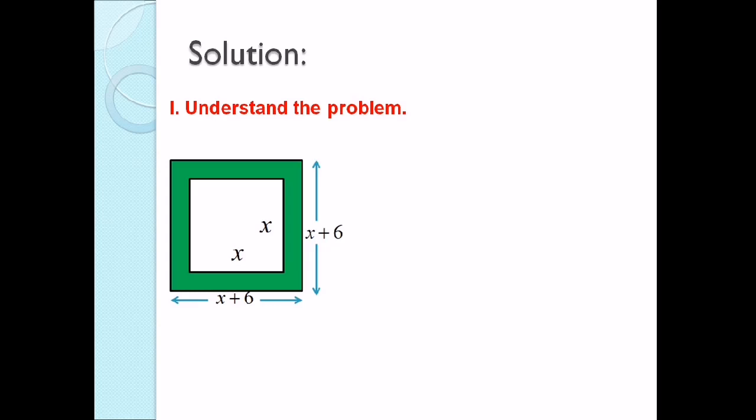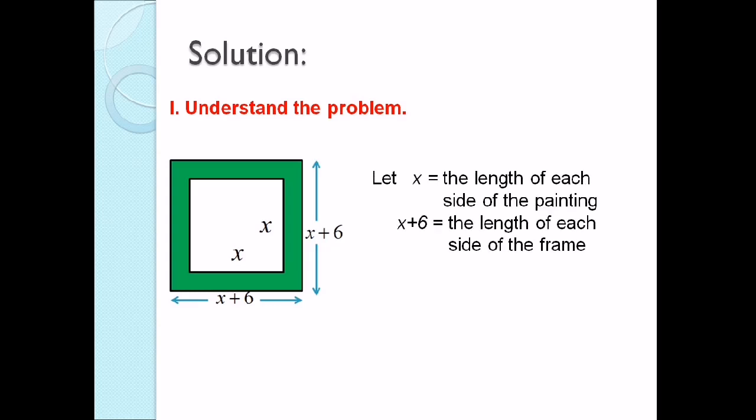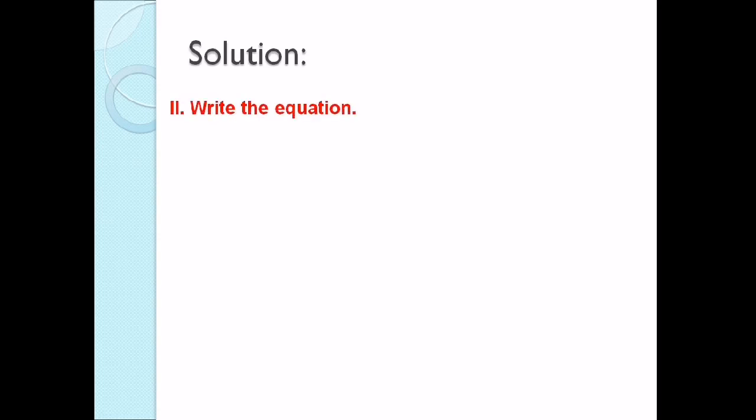If you notice, there will be x plus 6 because on both sides, it has plus 3 and plus 3, which is plus 6. So let x be the length of each side of the painting and x plus 6 be the length of each side of the frame. So we placed the given here. Again, x is the length of each side of the painting, and the one outside is the length of each side of the frame.